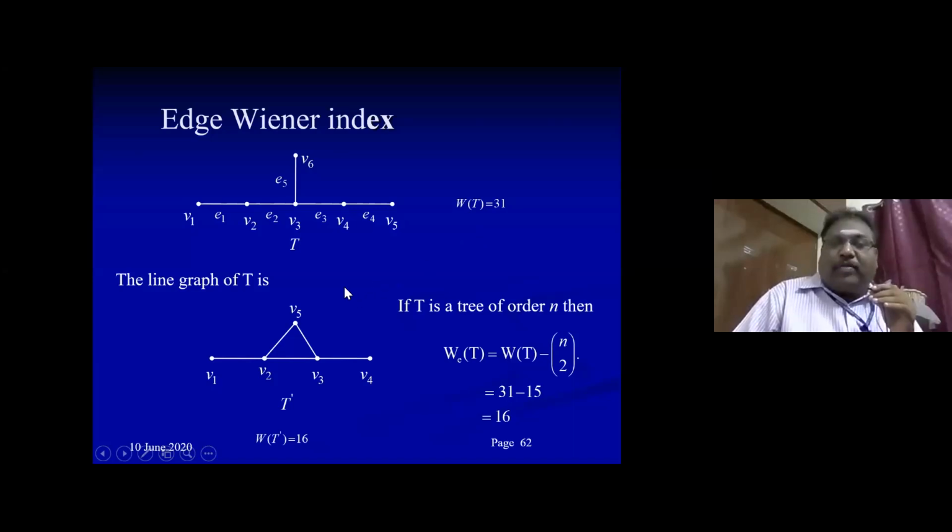Then the line graph, you know how to draw a line graph. Take the graph, put all the edges as vertices. If two edges are adjacent, then I put a link. That is the line graph. So for the line graph of a tree T of order n, we have this answer here.